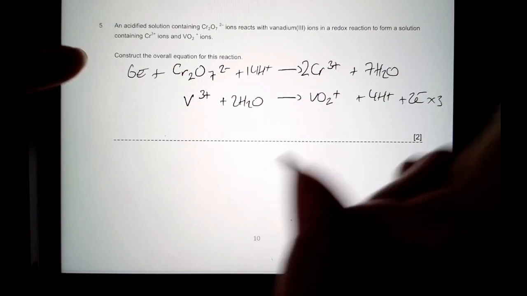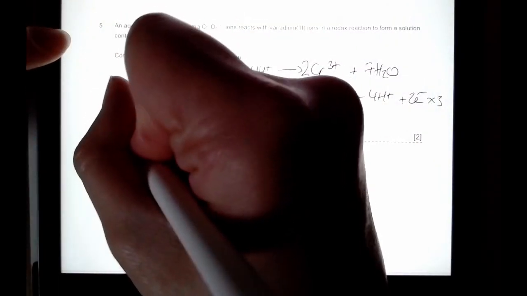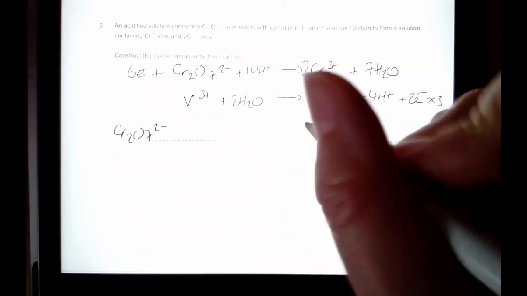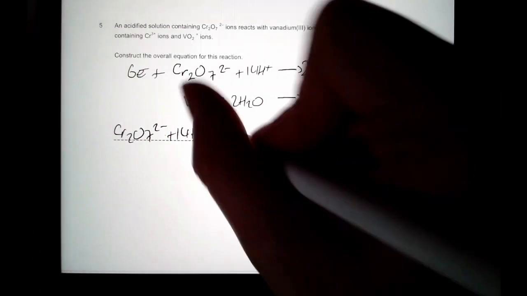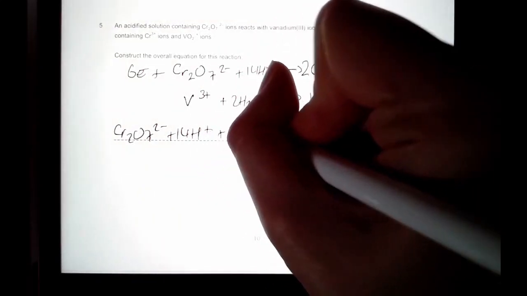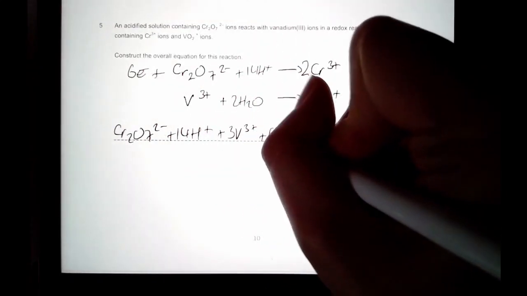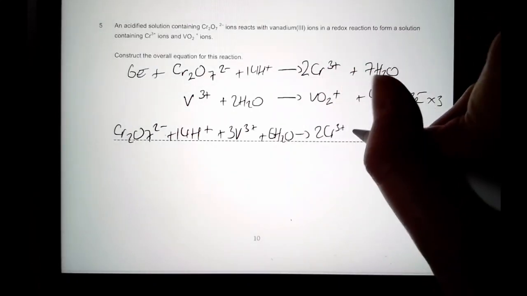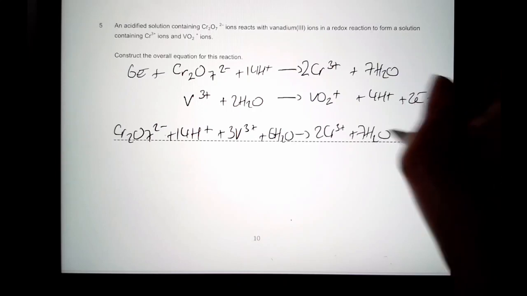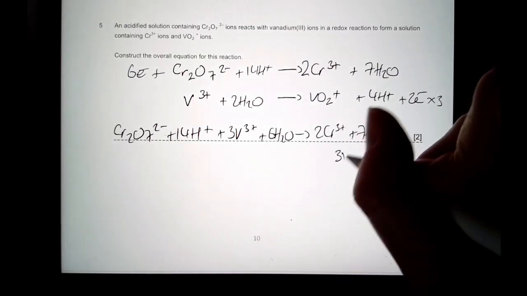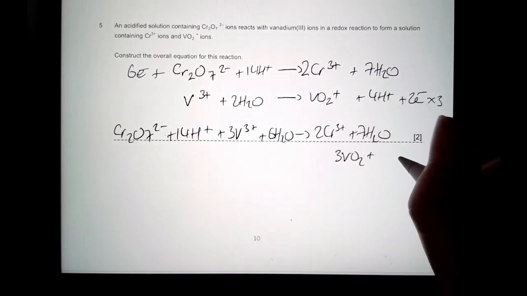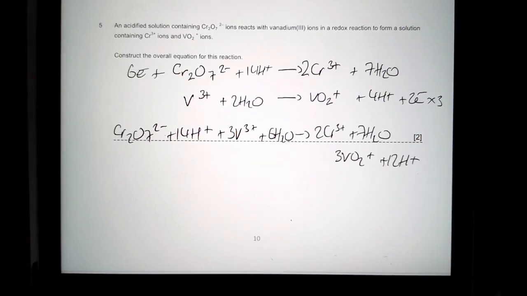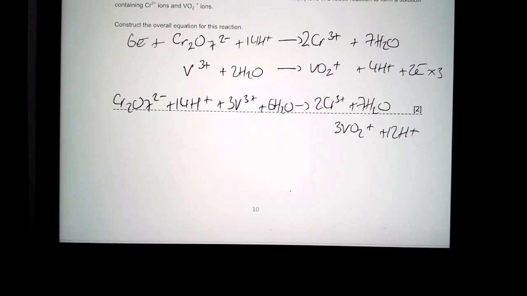So when I put these together, I've got my Cr2O7 2-, I've got my 14H+. I'm multiplying by 3, so I've got 3V3+, and I've got 6H2O. On the product side, 2Cr3+, I've got 7H2O, multiplying by 3, I've got 3VO2+, and 3 4s, I've got 12H+. At this point, you have to go back and cancel or you're not going to get all of your marks, all right?